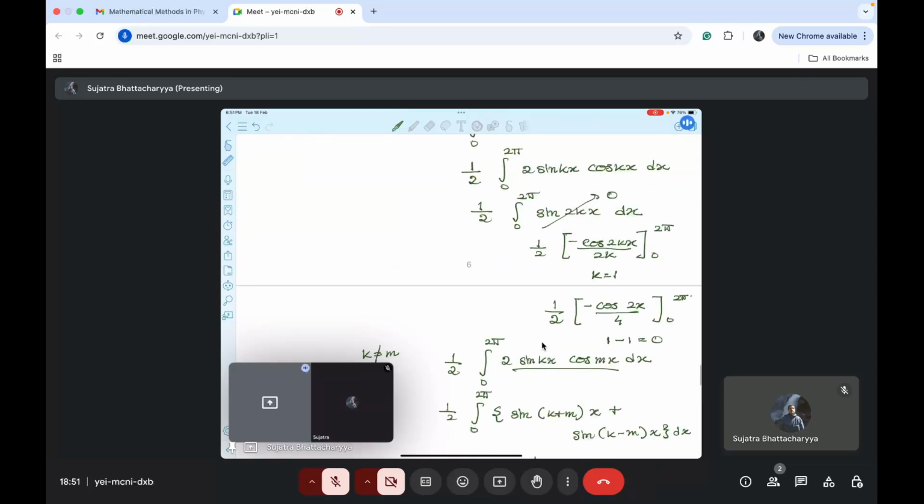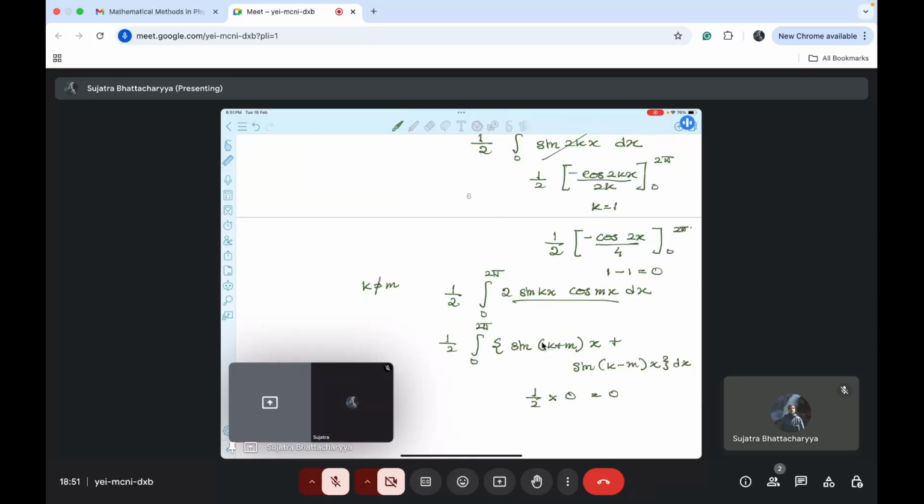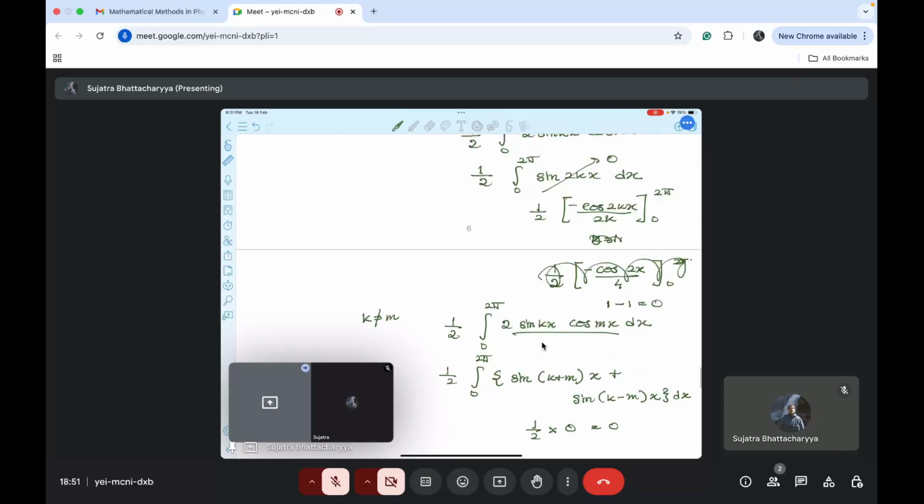Fine. So even if you don't do it with k is equal to 1, it will still come out. If you put 2 pi, you know that cos of 0 is 1, and cos of 2 pi is also the same, because 2 pi is nothing but 360 degrees, coming back to 0. It's an oscillation which comes back to 0. So whatever it is, it will always be 1 minus 1, which is equal to 0.